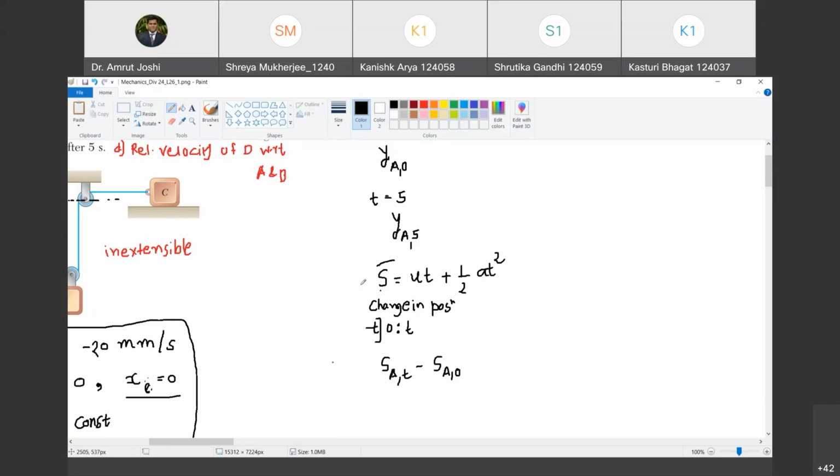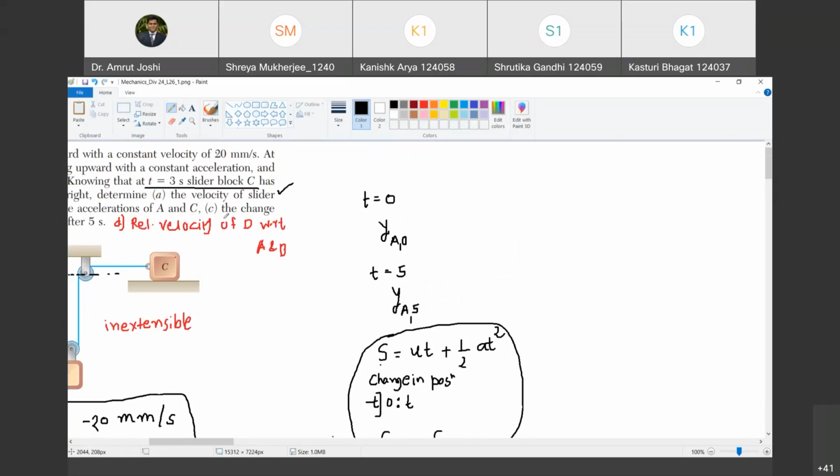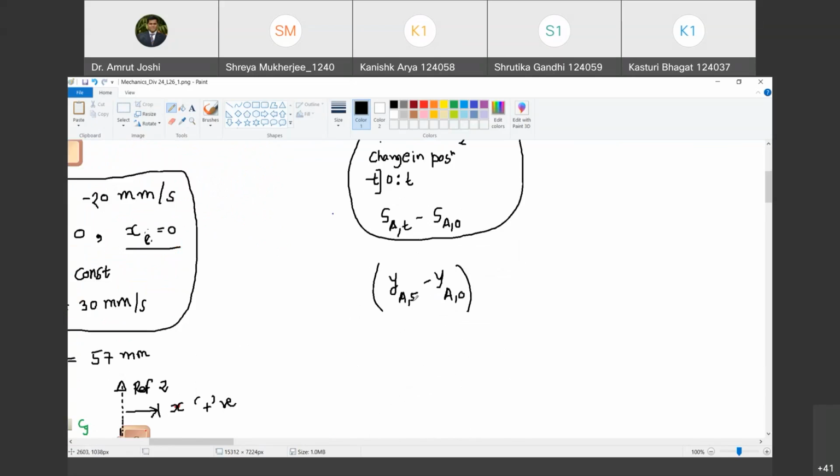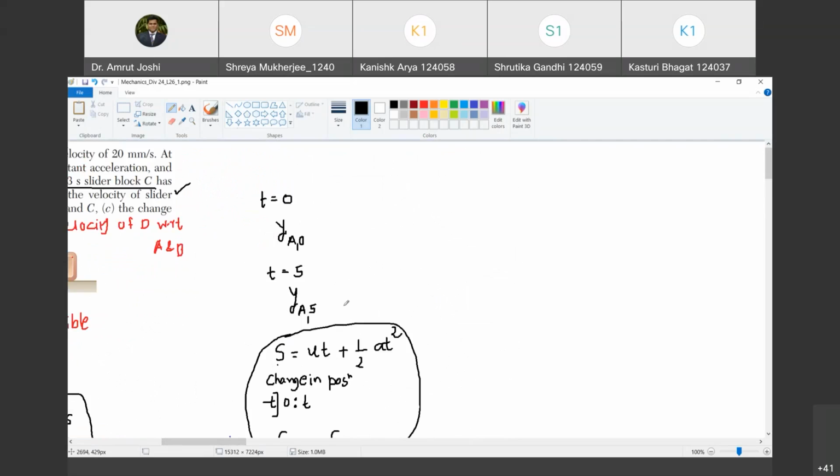So we are going to now convert this equation into the nomenclature that we are using. So what is change in position of block A in 5 seconds? It is ya5 minus ya0. Are you with me? Yes, sir. This is what is asked. Change in position only is asked. You have not been asked the position of block after 5 seconds. You have been asked change in position. Are you with me? Yes, sir. This is equal to, yeah, tell me what it is.